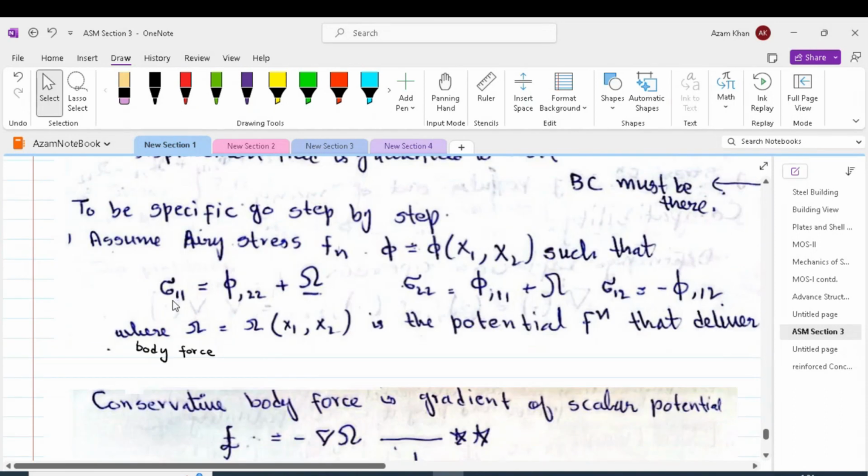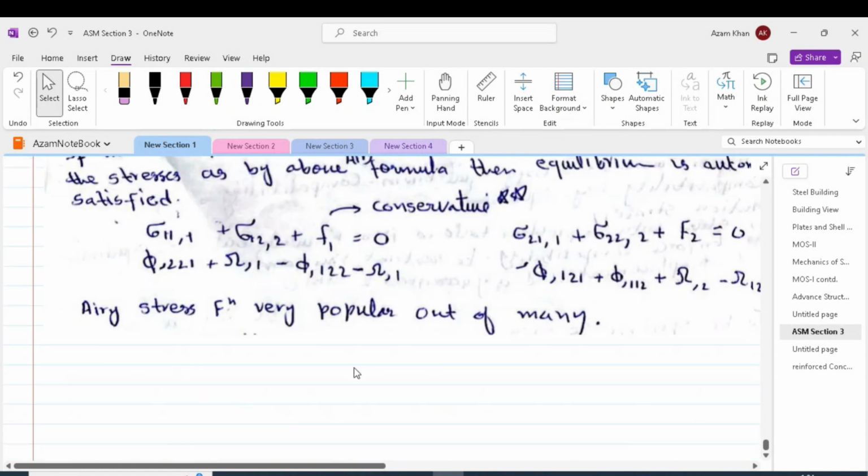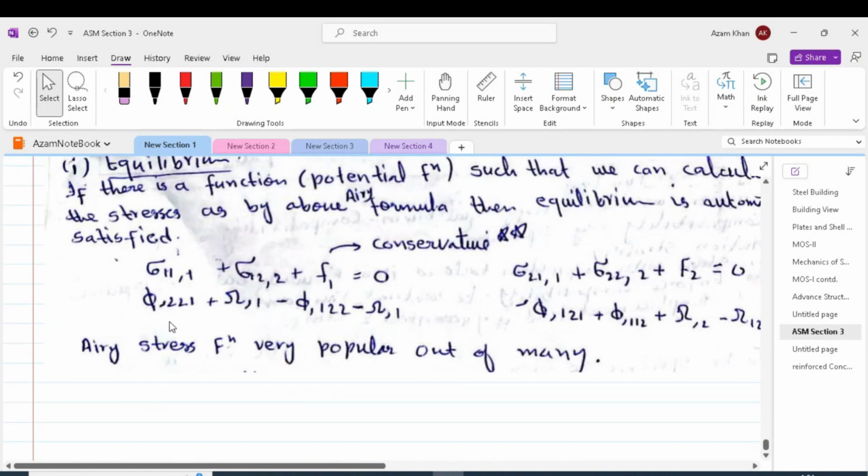So for the Airy stress function, sigma 11 is phi comma 22 plus omega, and sigma 22 is equal to phi comma 11 plus omega. Sigma 12 is equal to minus phi comma 12. Those can be plugged into the equilibrium equation and we get phi comma 221 plus omega comma 1 minus phi comma 122 minus omega comma 1. The second equation is minus phi comma 121 plus phi comma 112 plus omega comma 2 minus omega comma 2 equal to 0.